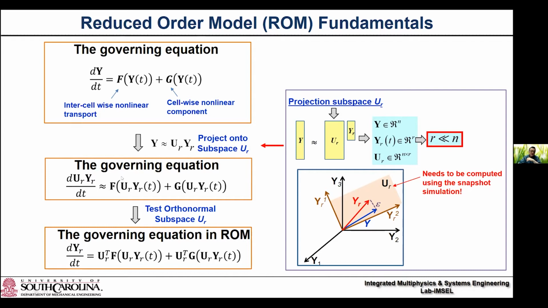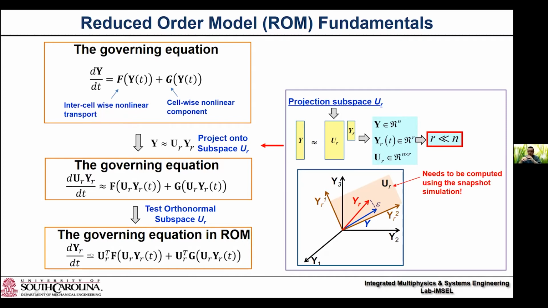Then we will get this equation in the middle here. We use the orthonormal subspace UR again, and basically we left multiply UR transpose on both sides. Then you will get a reduced equation here. Now you can see that UR only has a dimension of 2, so you need to solve 2 equations. The original Y has 3 variables, so you would need to solve 3 equations, but now you only need to solve 2 equations, right?